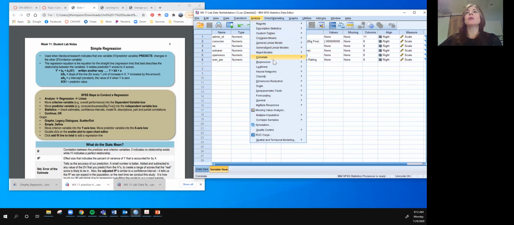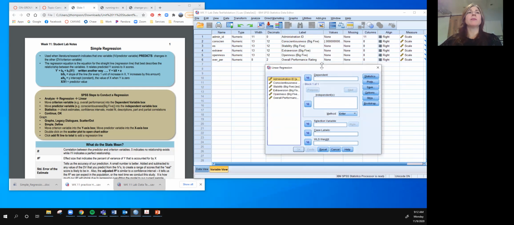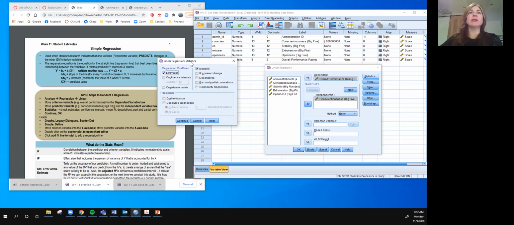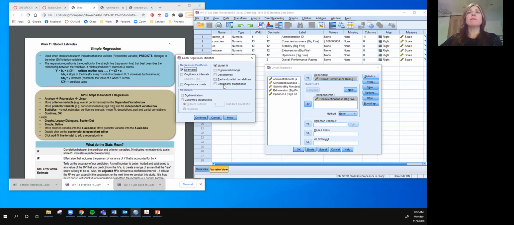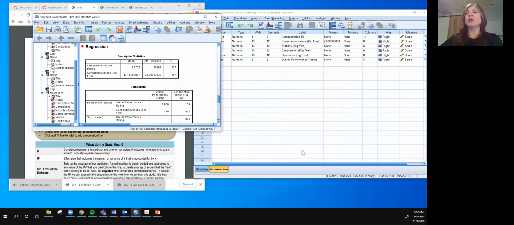Go analyze, regression, linear. We're going to move the criterion variable, or the dependent variable, this overall performance, to dependent. We're going to move conscientiousness to independent. And then under statistics, estimates is already checked. We want confidence intervals. Model fit is checked. Descriptives. We don't need part and partial correlations here because we only have one, but we will in the future. And hit continue and okay.